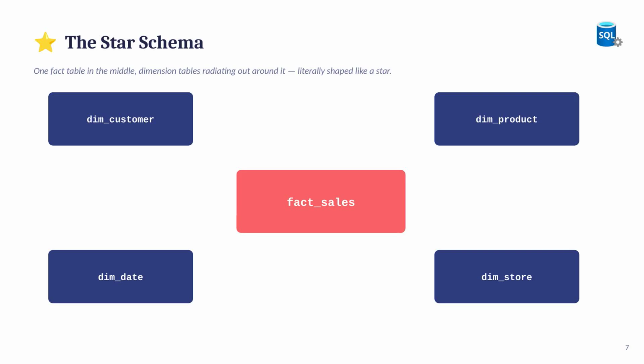Now, the star schema itself, the actual shape a data warehouse is built around. One fact table sits in the middle, and dimension tables radiate out around it, literally arranged like a star if you sketch it on a whiteboard. Here we've got fact sales in the center, surrounded by dim customer, dim product, dim date, and dim store. Every one of those dimension tables describes some aspect of a sale: who bought it, what they bought, when and where, while the fact table in the middle just records that the sale itself actually happened, along with its measurable numbers.